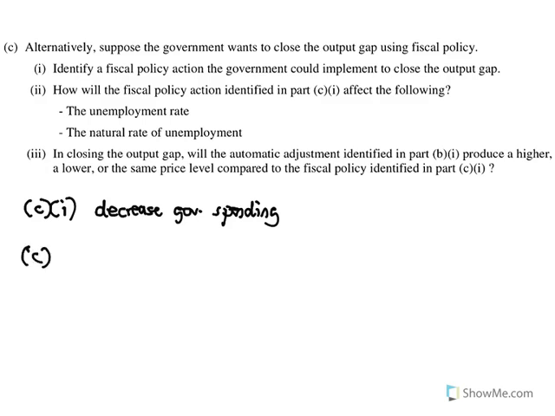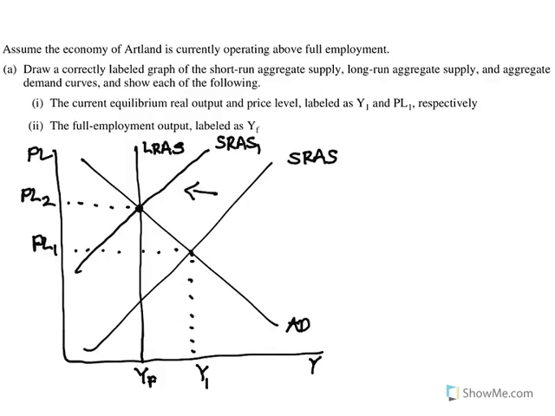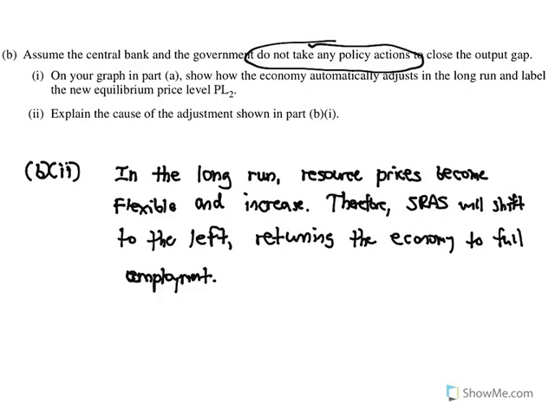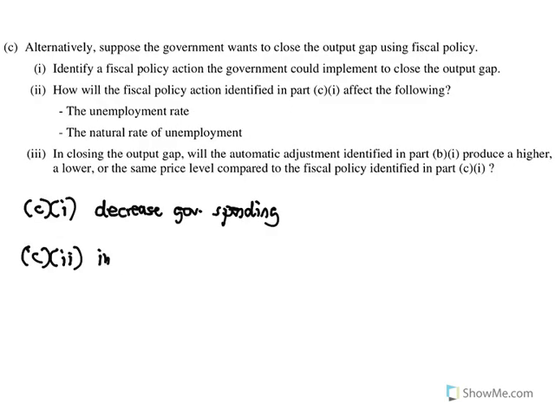For C2, it wants to know what happens to the unemployment rate and the natural rate of unemployment. If we go back to our graph, we're going to notice that if we move AD to the left, which is what contractionary fiscal policy does, we reduce our output level. When we do that, we're producing less stuff, which means we need fewer workers to make the stuff, right? And so what's going to happen is that it's going to increase the unemployment rate.